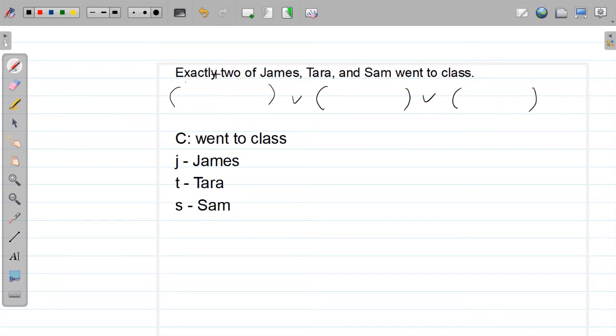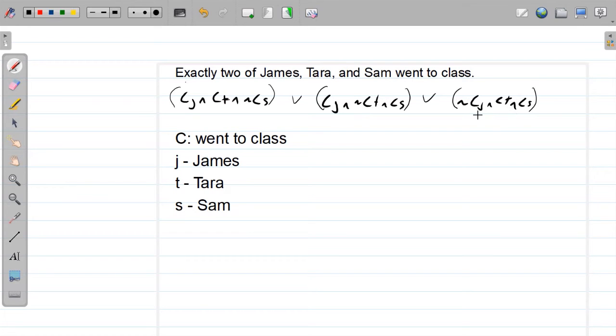The next one we'll do is a bit easier, but so we say CJ, James went to class, and CT, Tara went to class, and it's not the case that Sam went to class. And then just do that for each of the possible ways of placing the negation. CJ and not CT and CS, or not CJ and CT and CS. Yeah?